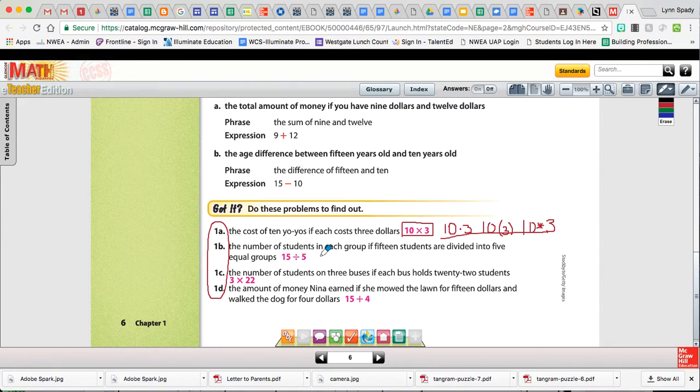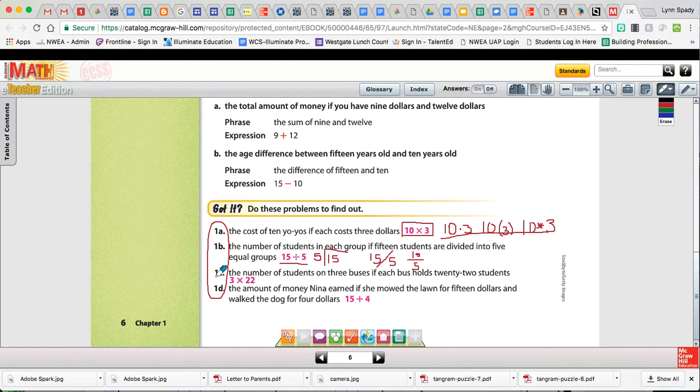For 1B, the number of students in each group, if 15 students are divided into 5 groups. This is one way to write 15 divided by 5, but I'd also like you to write down a couple of different ways. 15 divided by 5, that's probably how you first learn to show your division, is with the little house. Okay, I also want you to know that the / on the computer is also another way to write division. So 15 divided by 5 could be written that way, or as a fraction. 15 divided by 5 also indicates an expression using that symbol.